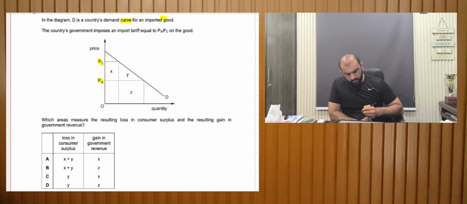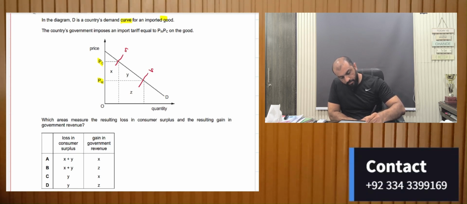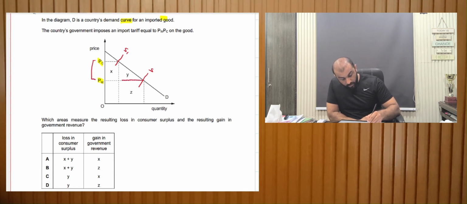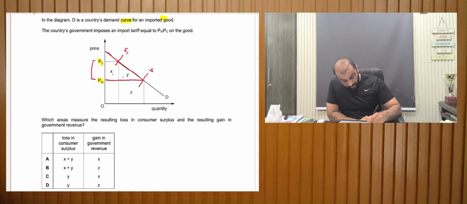Now, if this is the tax, let me just include the supply curve S1, right? Now, the tax is this area. The consumer surplus initially was this entire triangle, which includes X and Y, right? And now the consumer surplus is just this area, which I am highlighting by the color red.